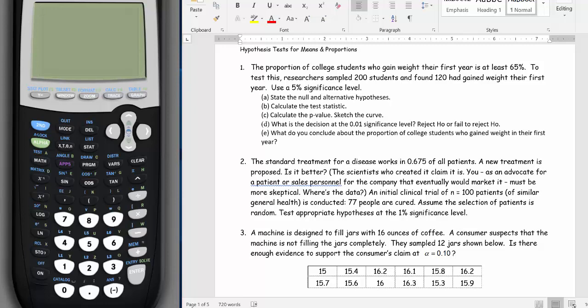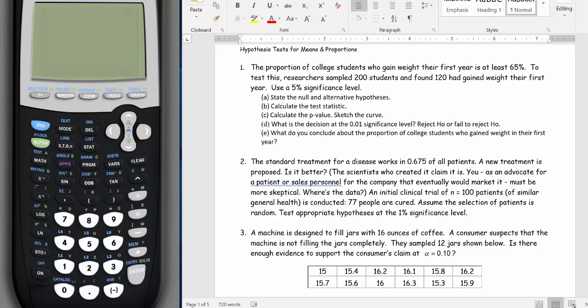Okay, the first one: the proportion of college students who gain weight their first year is at least 65%. To test this, researchers sampled 200 students and found that 120 had gained weight their first year. Use a 5% significance level. Alpha is 5%. This is the maximum allowable probability of rejecting H0 when it is true. So this is the probability of making a wrong decision.